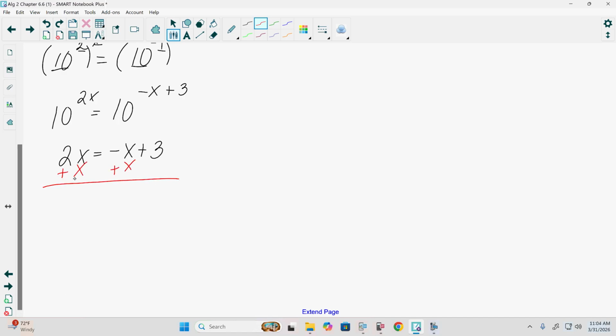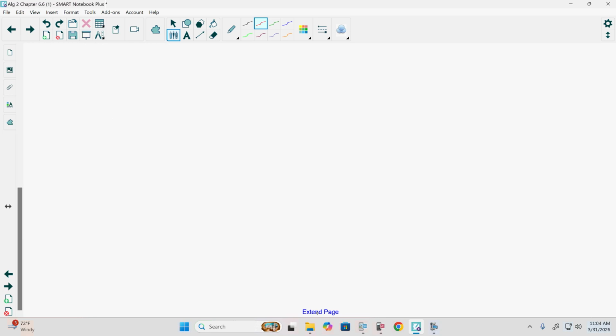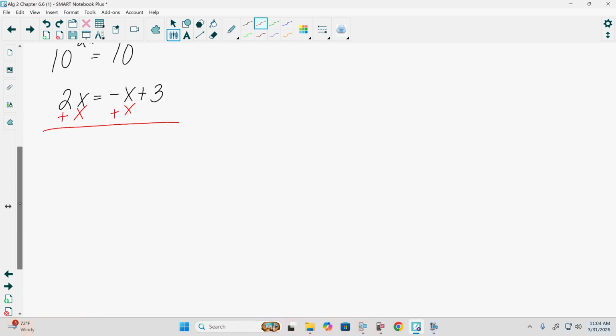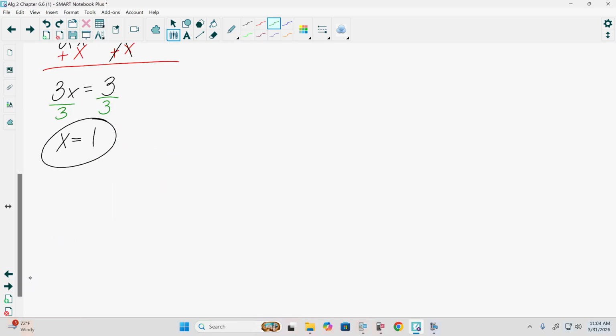First thing I would do is add x to both sides. 2x plus x is 3x. Negative x plus x cancels. Divide both sides by 3. X is equal to 1. And that's it.